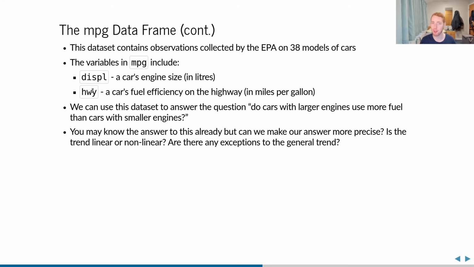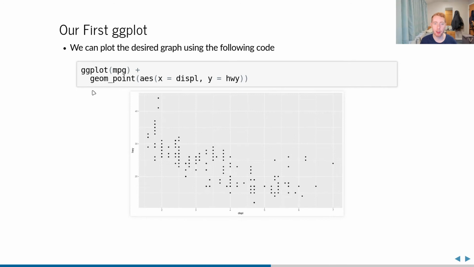But let's make this more precise. Is this a linear or a non-linear trend? Are there any outliers we have to be aware of? To answer this, the easiest way is to create a plot of the data. And so here is the code for creating such a plot. We're not going to get into exactly what it means just yet. We'll do that on the next slide.